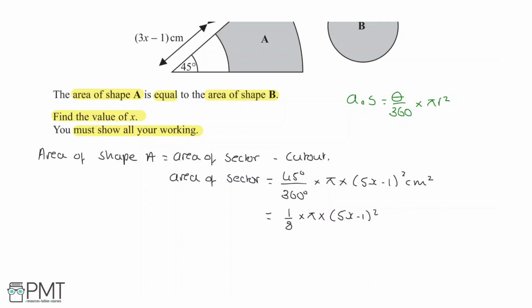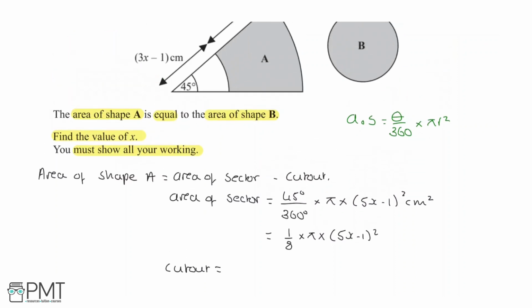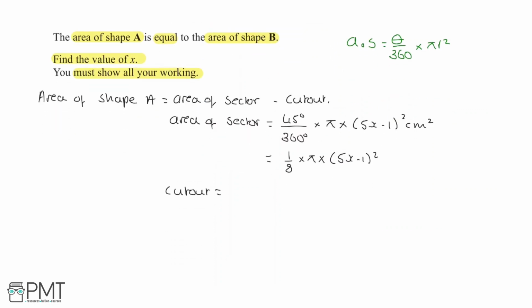There we go. Now, our cutout is going to be nearly the same thing. We're going to be using the same formula. However, we only have to come to 3x minus 1 centimeters. So this is going to be 45 degrees over 360 degrees times pi times 3x minus 1 squared centimeters squared, because again of the unit here. This is the same thing. So it's 1 over 8 times pi times 3x minus 1 squared.